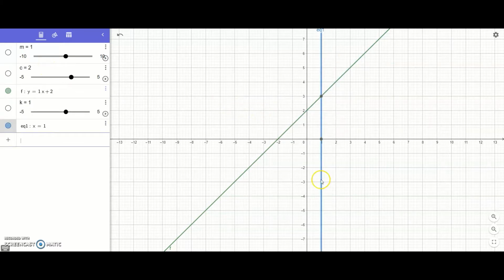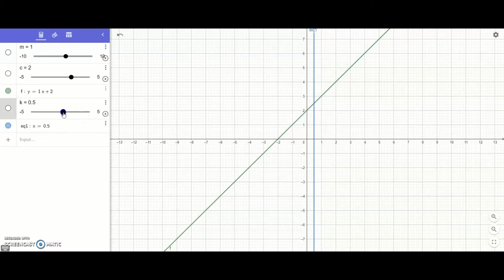And here I get a graph of a vertical line. Here the slope is undefined, and here I've got x equals 1. Y can be whatever it likes, x will not change, it is always 1, but I can make x be 0, so that will be your y-axis. I can make x negative or positive and move the line along here.